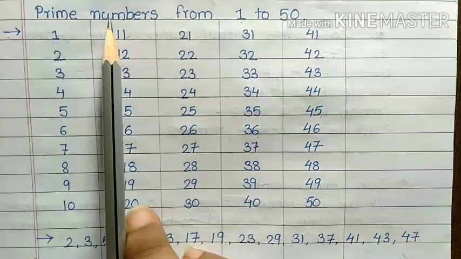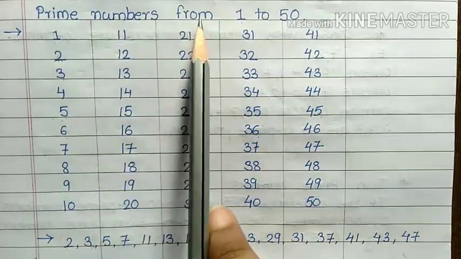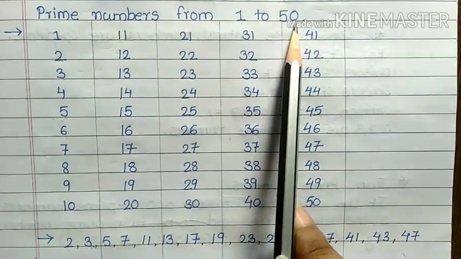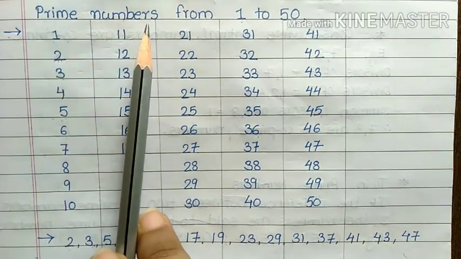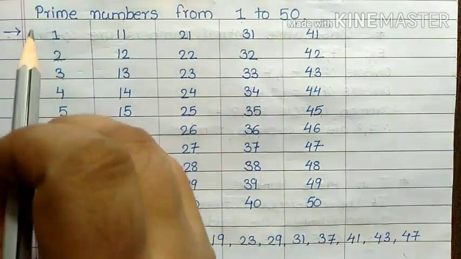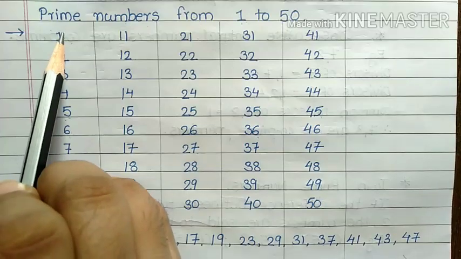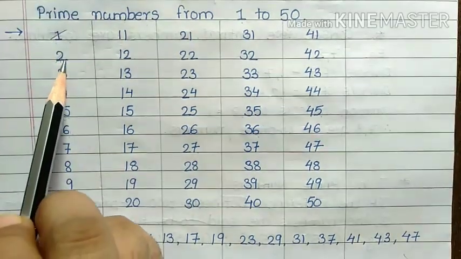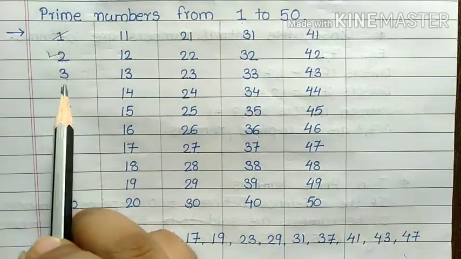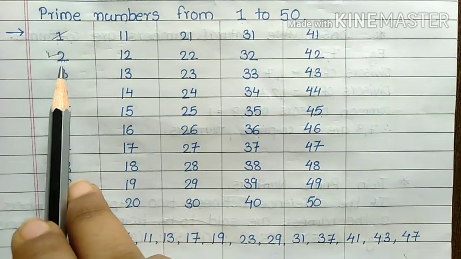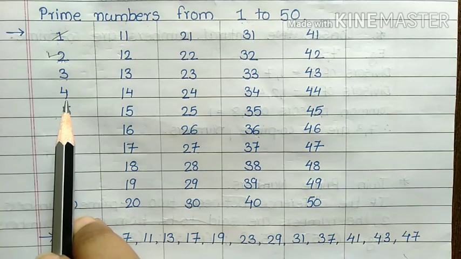Find prime numbers from 1 to 50. Let us see a simple method to find prime numbers from 1 to 50. 1 is neither prime nor composite, so it gets cancelled. 2 is a prime number. Now, which numbers are divisible by 2? Those numbers I have to cancel.